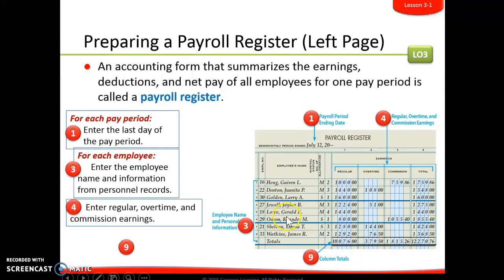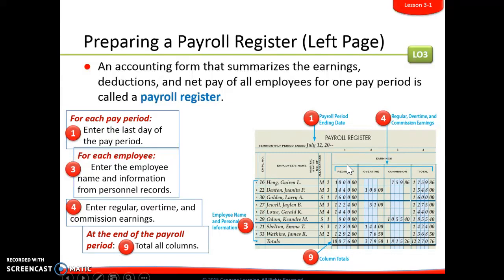Number 4 is going to list then their earnings. So we can see their regular earnings, we can see any overtime earnings, and then any commission that they made. Those 3 added together will be their total earnings.